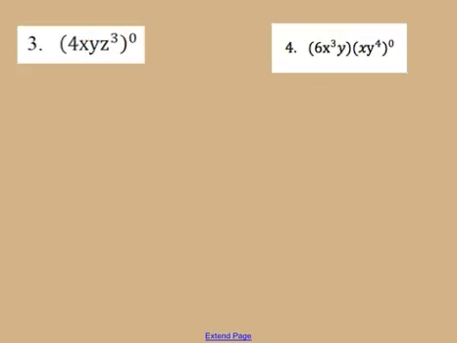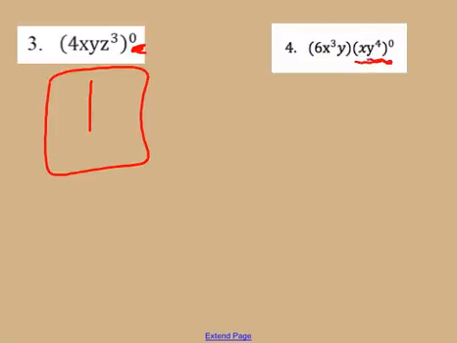Okay. This is it. This is all you need to do. Look for this 0 outside. Normally, we would multiply that if it was any other number besides 0, but it would be 1. Here, look at number 4. This is the same thing. I look for this 0 all the time. So this 0 makes that 1. So really what I have is 6x cubed y times 1.